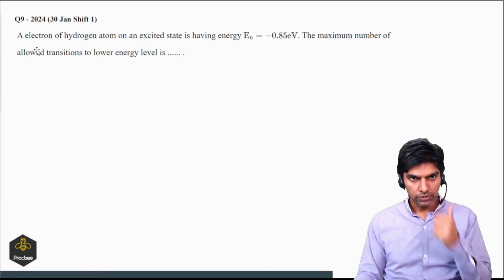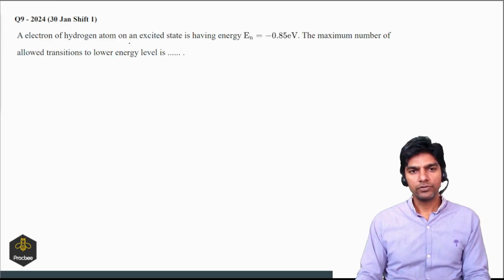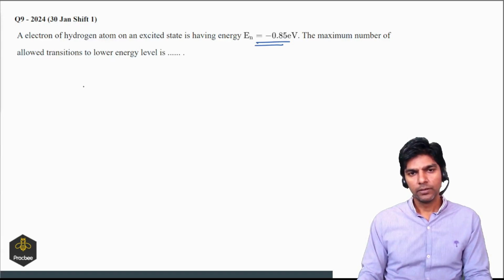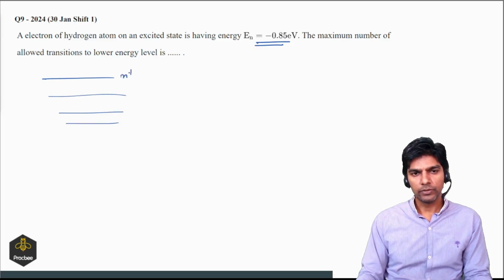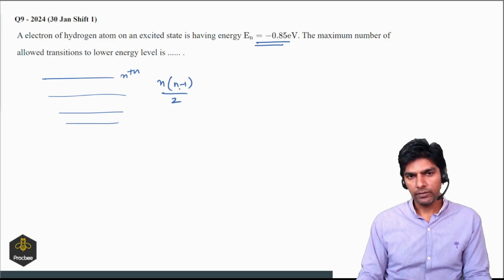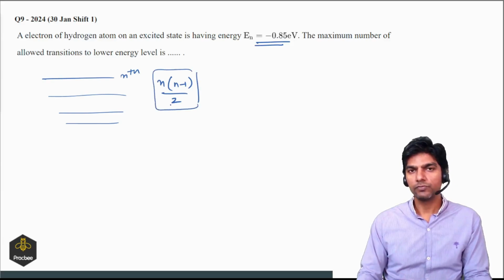Right, so let us see the next question. An electron of hydrogen atom in an excited state is having an energy of minus 0.85 electron volt. Find the maximum number of allowed transitions to the lower energy level. Okay, so suppose the electron is in the nth orbital, let us say. So how many possible transitions are there? It will be n times n minus 1 by 2. So basically we have to find the value of n, and then we can use this formula to find the answer. How many possible transitions will be there?